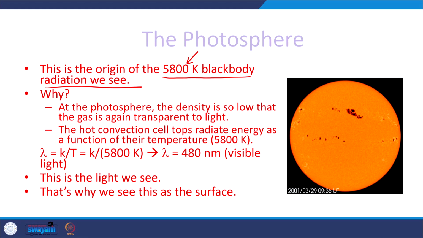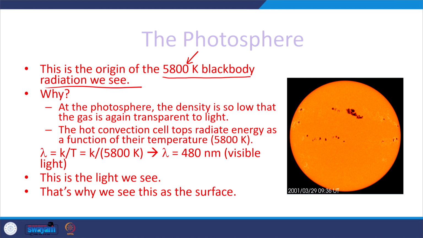Okay. So, at the photosphere, the density is so low that the gas is again transparent to light. Why am I talking about transparency? Because in the radiation zone, the entire radiation zone is transparent to light because all the atoms are completely ionized. So, energy or electromagnetic radiation cannot be absorbed by any species, any chemical element that is present there, right? Here, because of the low density, the region is again transparent to light.